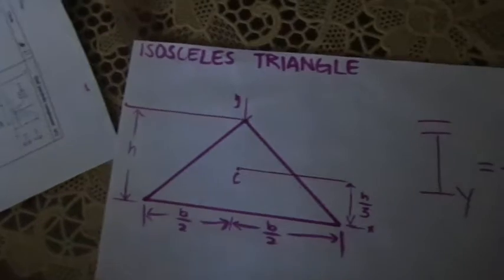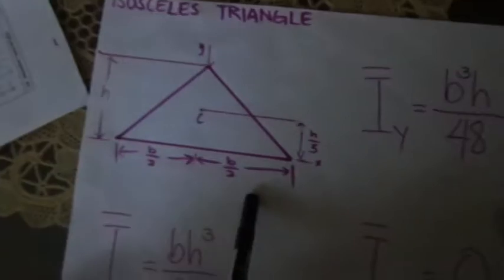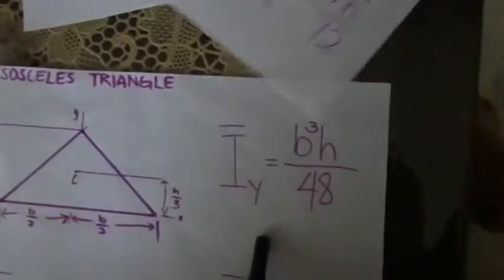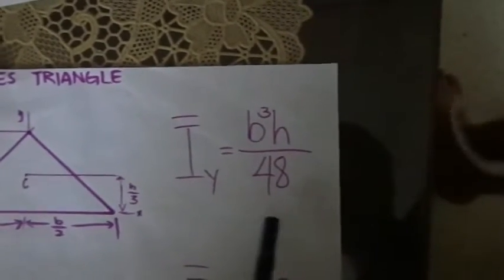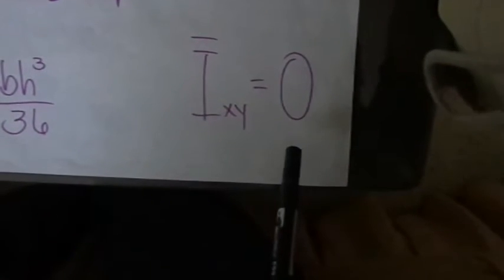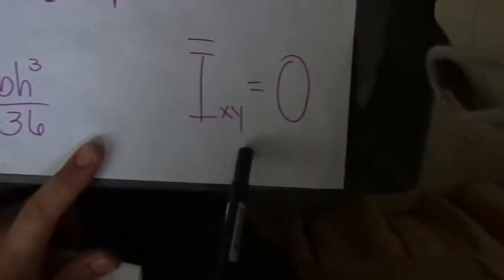In an isosceles triangle, here is how you solve the moment of inertia. Here is the base, this is the height. To get the moment of inertia at the x-axis, I bar x is equal to bh cubed over 36. To get the moment of inertia at the y-axis, I bar y is equal to b cubed h over 48. The formula for the moment of inertia at the xy axis is I bar xy is equal to 0.